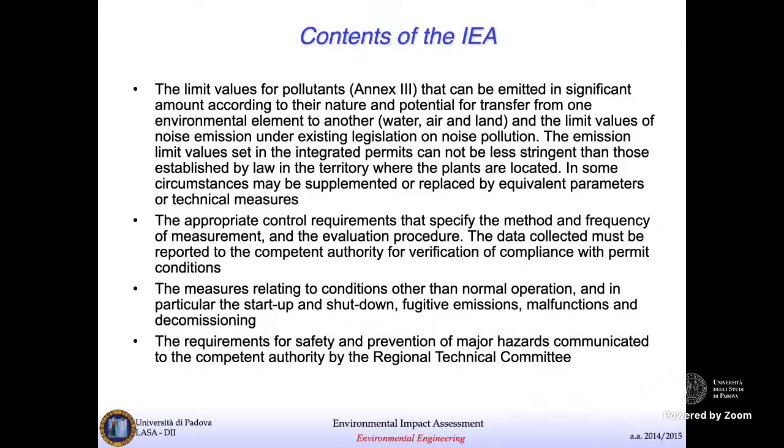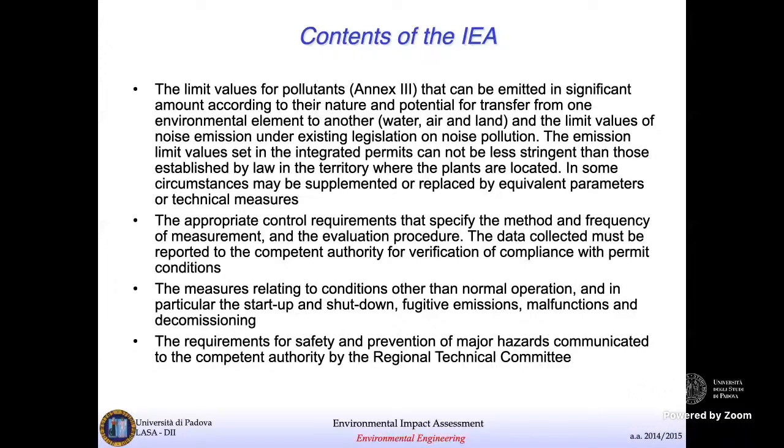What are the contents of this authorization? Limit values for pollutants, as listed in Annex 3 of the decree, that can be emitted in significant amounts according to their nature and potential for transfer from one environmental matrix to another, or one environmental component to another, for example water, air, land, and so on, and the limit values of noise emission under existing legislation on noise pollution. The emission limit values set in integrated permits cannot be less stringent than those established by law in the territory where the plants are located.